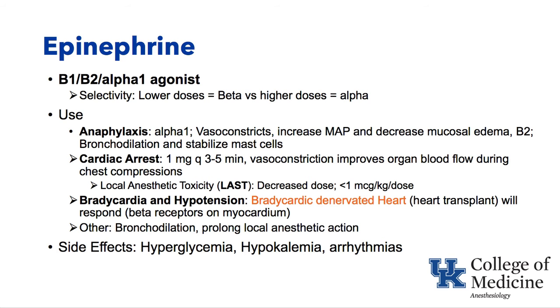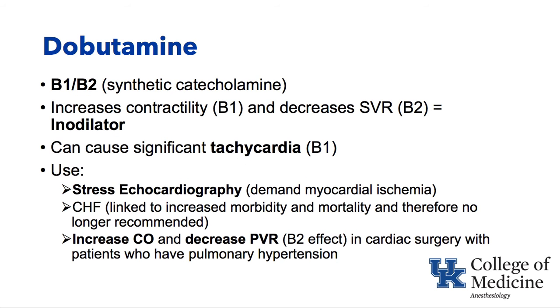Epinephrine is also used for bronchodilation in asthmatic patients and added to local anesthetics in an attempt to prolong the action by vasoconstriction. Some side effects of epinephrine include hyperglycemia, drives potassium into the cell, so hypokalemia, and ventricular dysrhythmias. Let's compare epinephrine to dobutamine now.